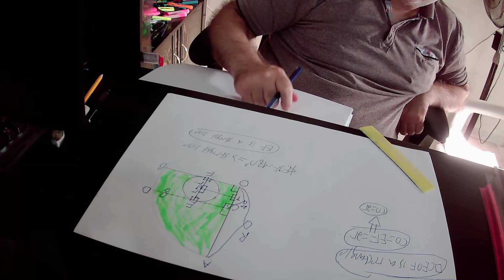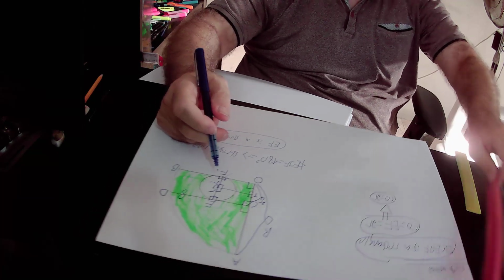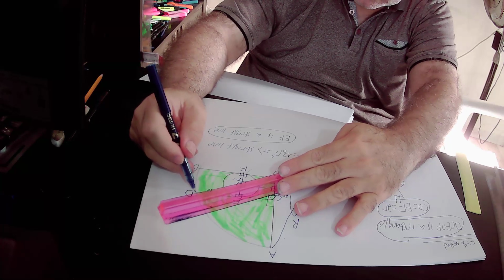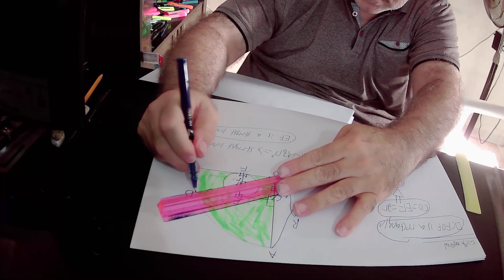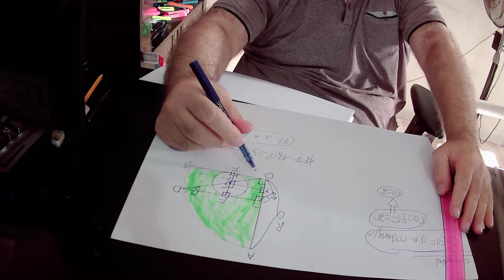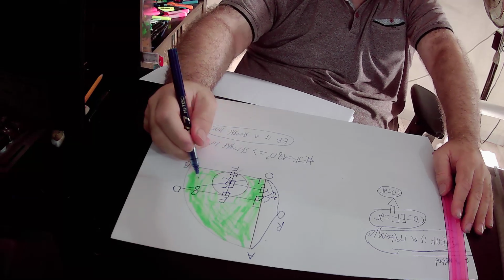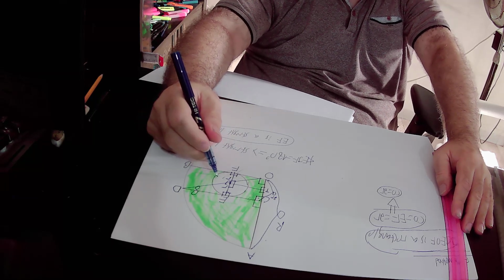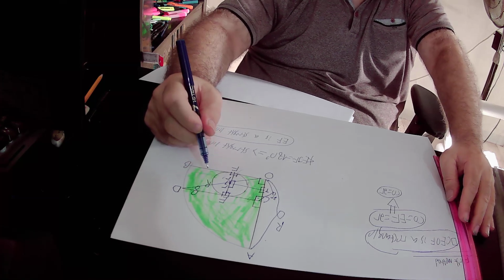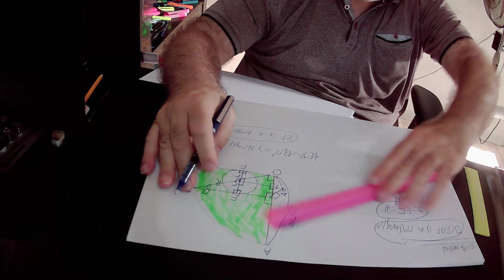In the next step, we will join points O and D together by a straight line. Point O is the center of the quarter circle, point D is a point on the quarter circle itself, therefore OD is the radius of this quarter circle, that is equal to capital R. In the next step, we will implement the Pythagoras theorem.